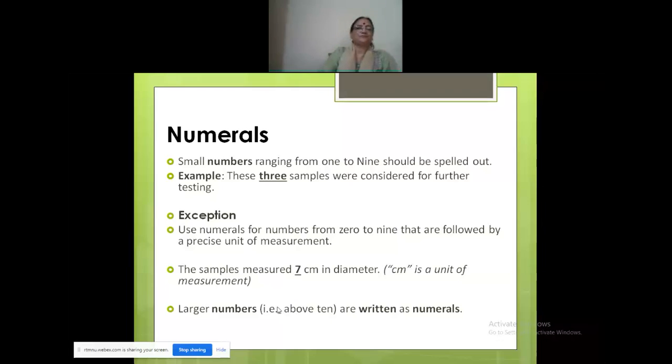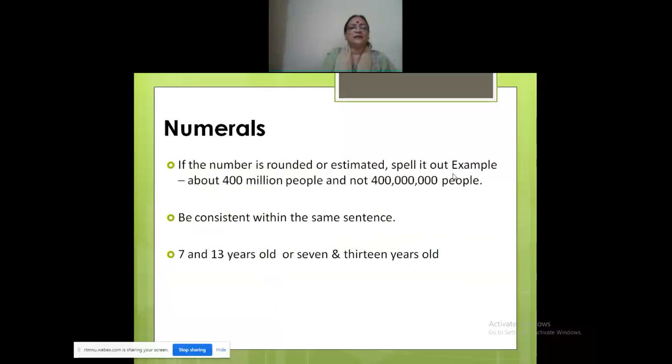So there is no confusion. Okay? And if the number is rounded or estimated, then we spell it out, like 400 million people, not 400,000,000. Just round it off. And again, when you are writing, be consistent within the same sentence.